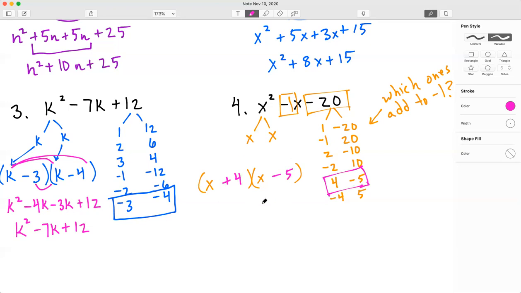And we are almost done. We have to check to make sure that this is accurate by multiplying it out. x times x is x squared. x times -5 is -5x. 4 times x is 4x. And then 4 times -5 is -20. -5x plus 4x in the middle does give us a -1x, or just a -x, same thing, minus 20. And yes, this is the same thing that we started with. So we know that our answer checks. It's correct.